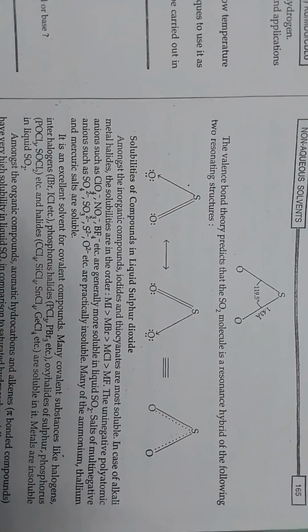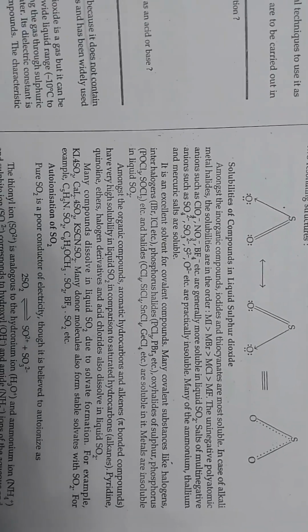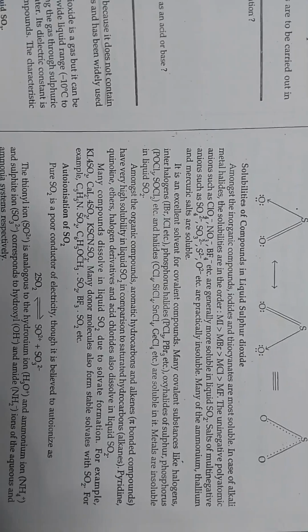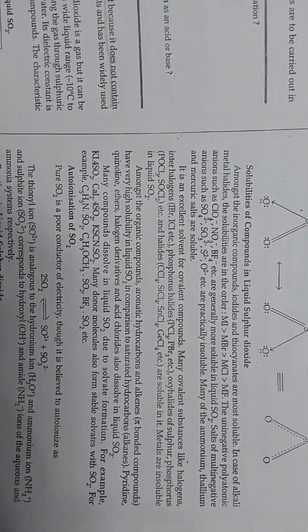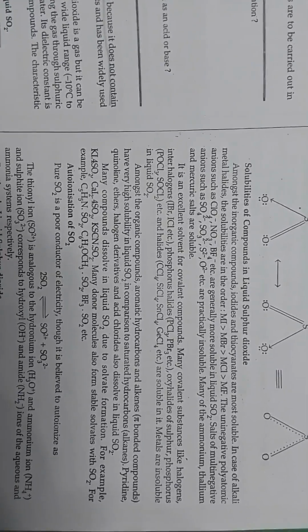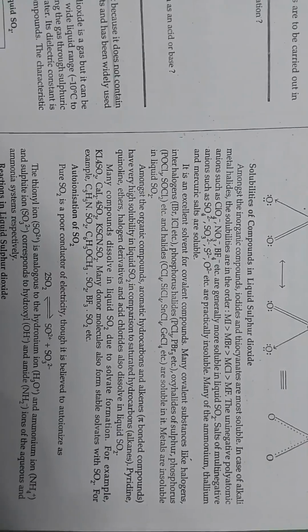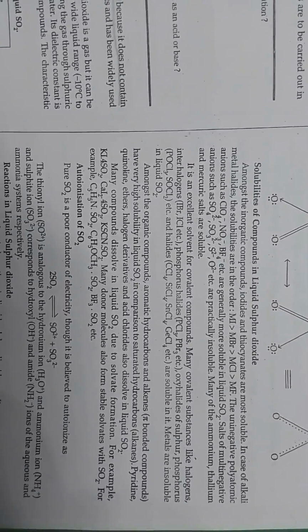Solubilities of compounds in liquid sulfur dioxide. Among the inorganic compounds, iodide and thiocyanate are most soluble. In the case of alkali metal halides, the solubilities are in the order MI is greater than MBr, MBr is greater than MCl, MCl is greater than MF. The uni-negative polyatomic anions such as ClO4-, NO3-, BF4-, etc. are generally more soluble in liquid SO2.